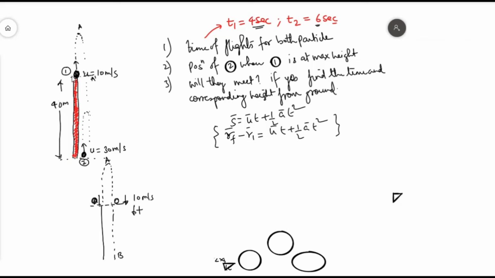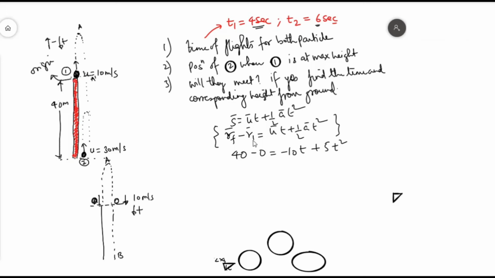For this motion I'm going to choose the coordinate at this point only, and this will be my origin. I'll take upward negative and downward positive. So ri becomes 0, downward is positive, so rf is 40. The equation is going to look like 40 minus 0 is equal to ut. u will be negative as per the convention, so this will be minus 10t, and plus, again downward is positive, so acceleration is going to be positive. I'm taking a is equal to 10, so half a is going to be 5t square.